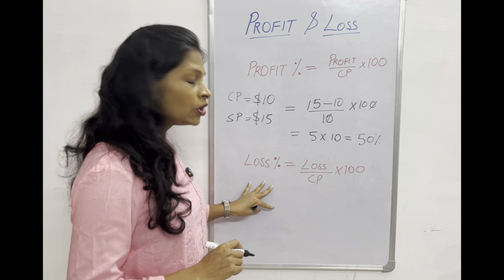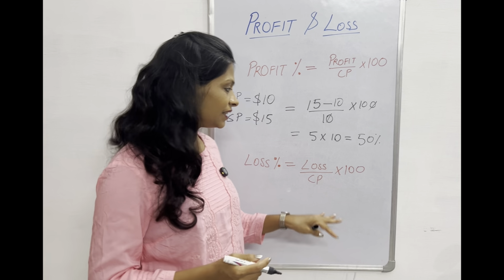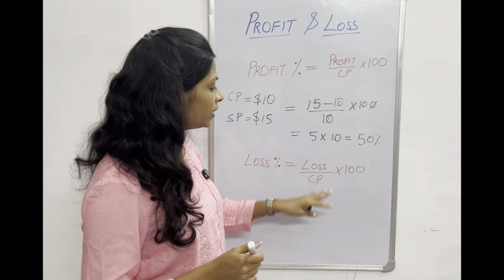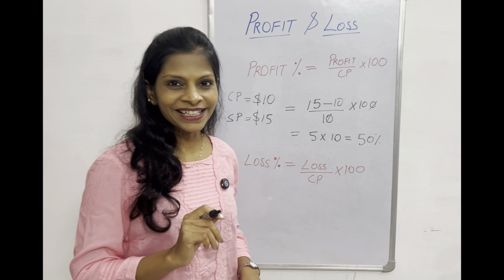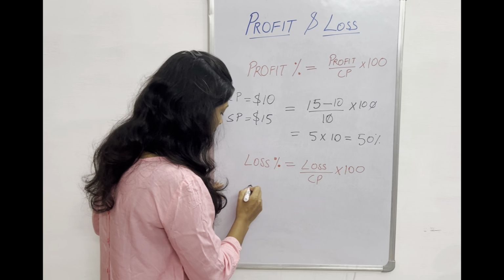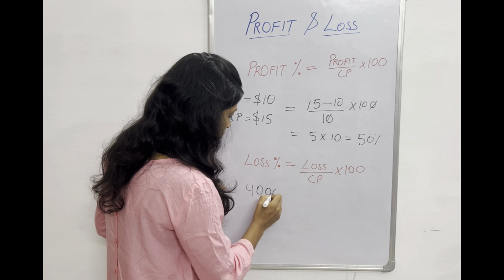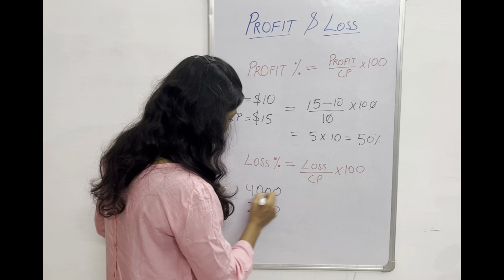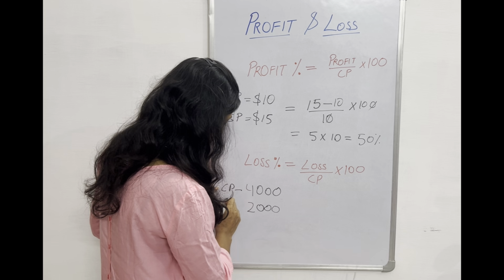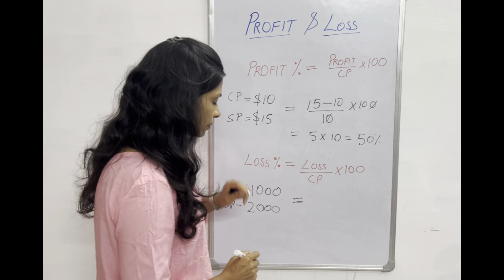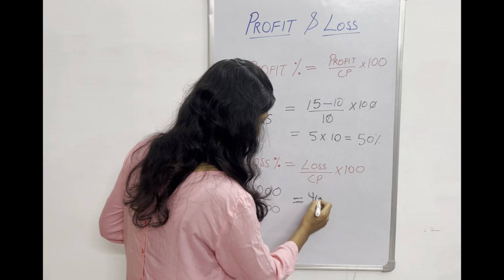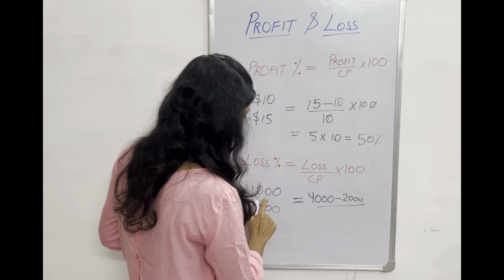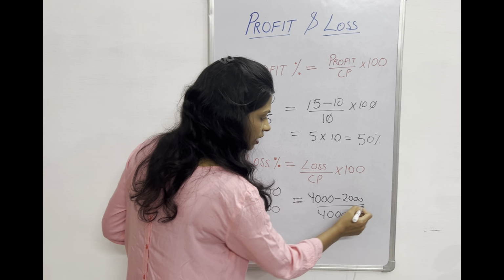Now let's understand loss percentage. Loss percentage is the amount of loss upon the cost price times 100. Remember, the denominator will always remain the cost price and not the selling price. So let's say I bought a car for $4,000 and I had to sell the same car for $2,000. So when I bought it, this was my cost price and this was my selling price. So the loss percentage here would be the cost price minus the selling price, which is 2,000, divided by the cost price, which is 4,000, times 100.